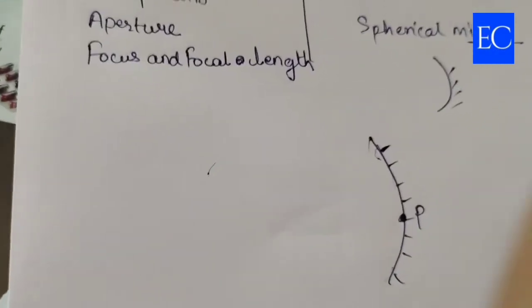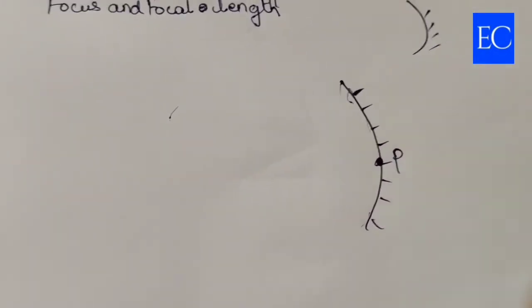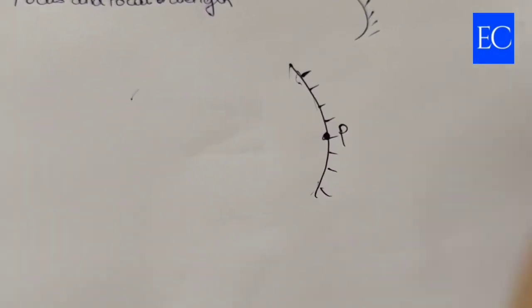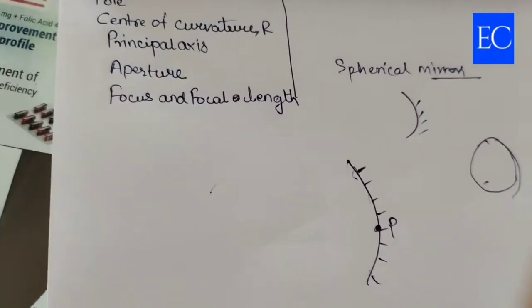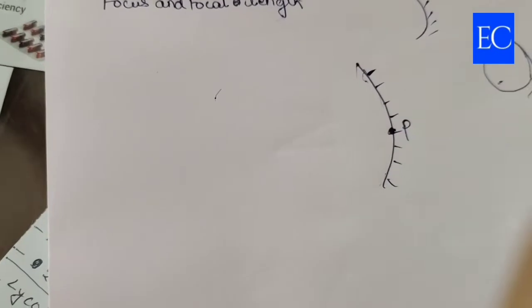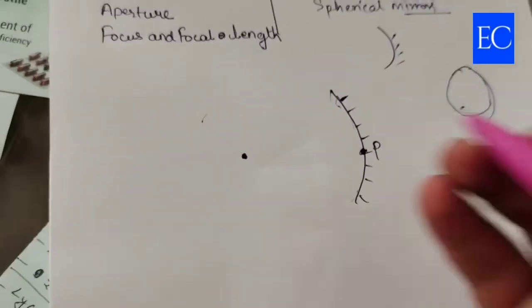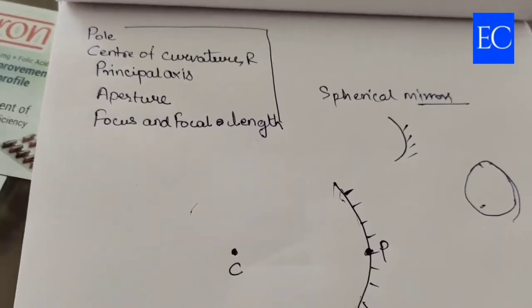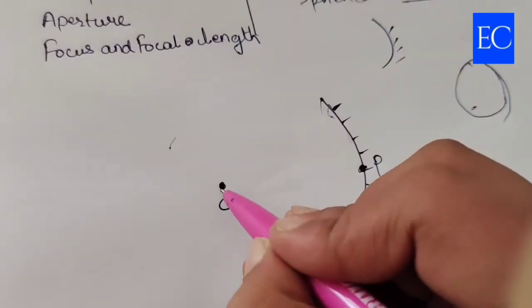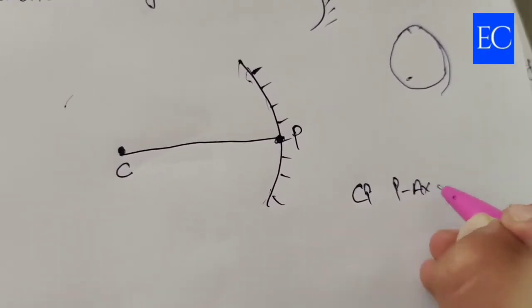Okay, now the center of curvature. We all know that spherical mirrors, concave and convex, are cut out or especially extracted from a sphere. This is not a sphere, it's a circle, but you can just imagine a sphere is a 3D object. So there must have been some center of the sphere. Let's say this is the center. This center is known as the center of curvature of the mirror. Okay. Next, principal axis. What is principal axis? The line joining the center of curvature and the pole. This CP is what? Principal axis. CP is the principal axis.